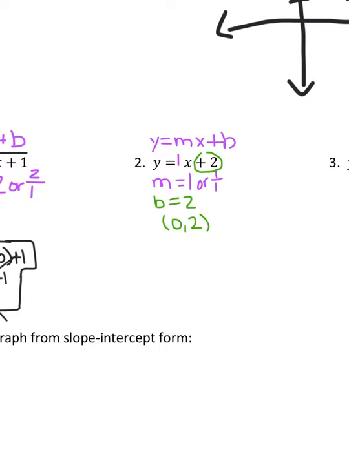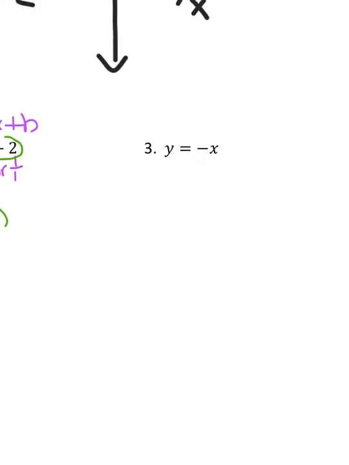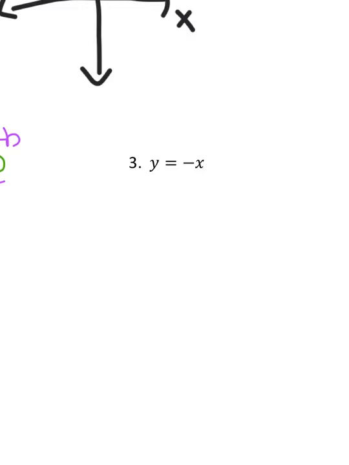Okay, getting the hang of it. All right, let's do 2 more. Here we go. So again, y equals mx plus b. So looking for my m first. M is the number here in front. The number here in front is just a negative sign. If it's just a negative sign, that means my slope is -1.